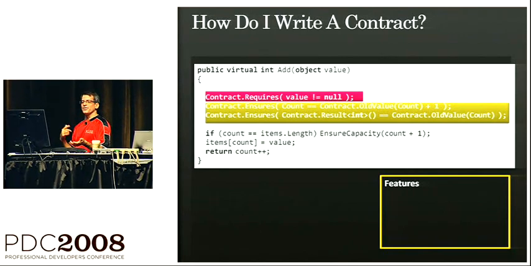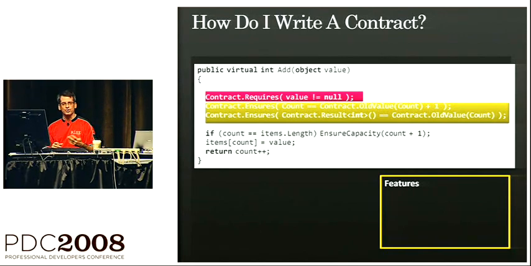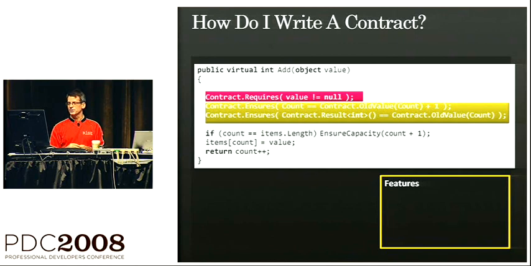And it's also telling you that the value that comes back, that's returned by this method, is whatever the old value of count was. This is pretty much the contract for add on an array list, right? And then there's the code that does the actual work. Here it's pretty simple, but of course, in your real code, it's probably a lot more complicated.